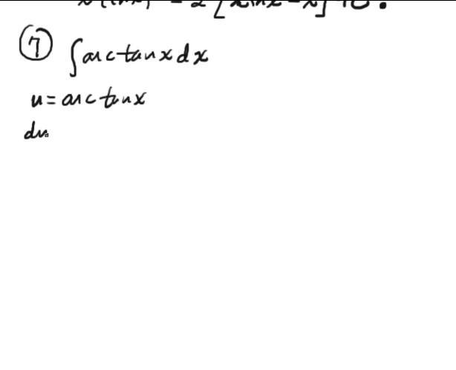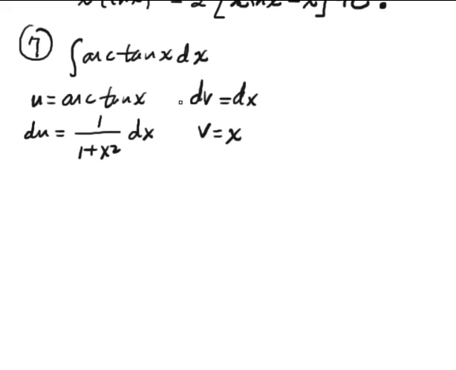Okay, let's look at number 7. Well, number 7 is similar in a way to the ln x integral, because arctan x is another function whose derivative is pretty simple. So we'll put u equal to arctan x, and du is 1 over 1 plus x squared. Okay, and then the only thing left for dv is dx. v is equal to x.